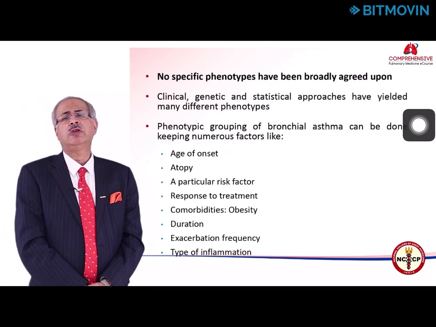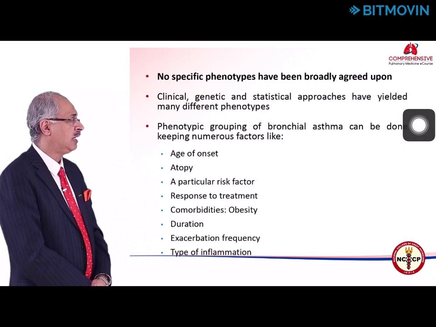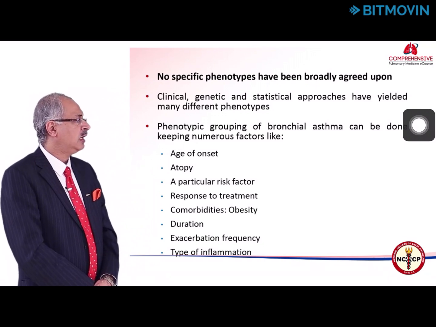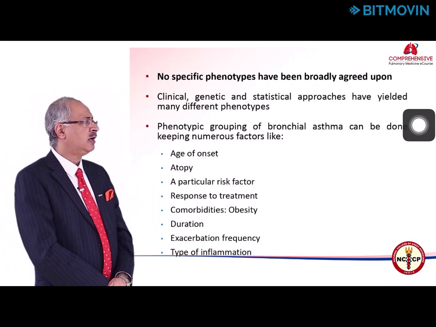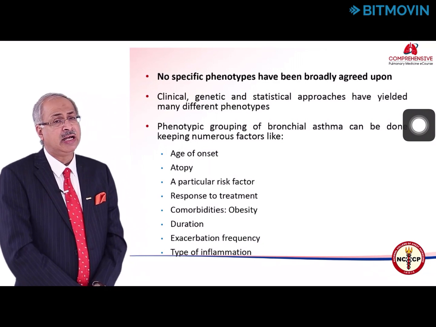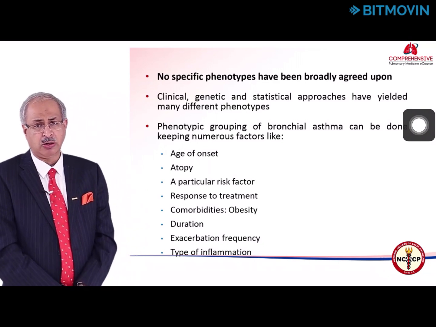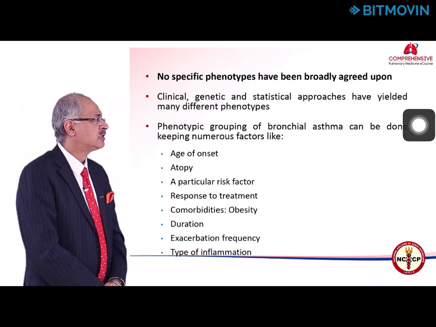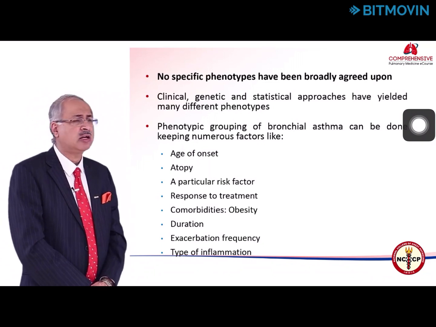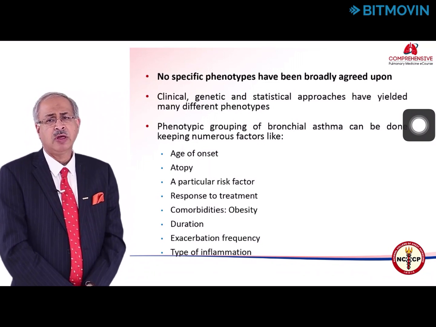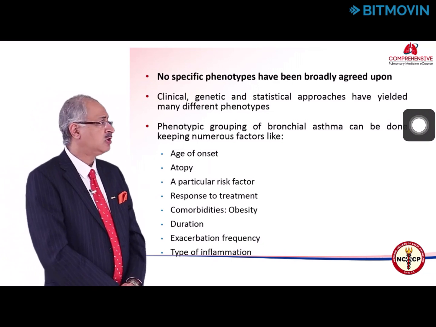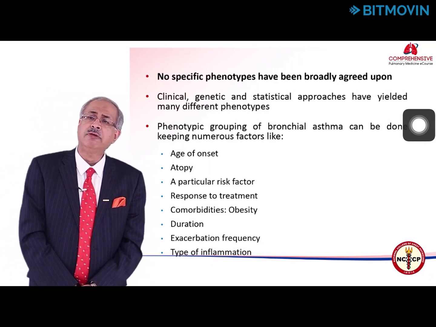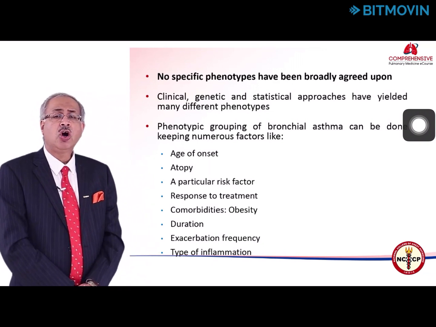No specific phenotype by and large has been broadly agreed till date, but what we know today is that clinical, genetic and statistical approaches have yielded many phenotypes, leading on to confusion. Phenotypic subgrouping of bronchial asthma is done keeping various factors in view. First and foremost is the age of onset. Then you look at whether the person has atopy or not.